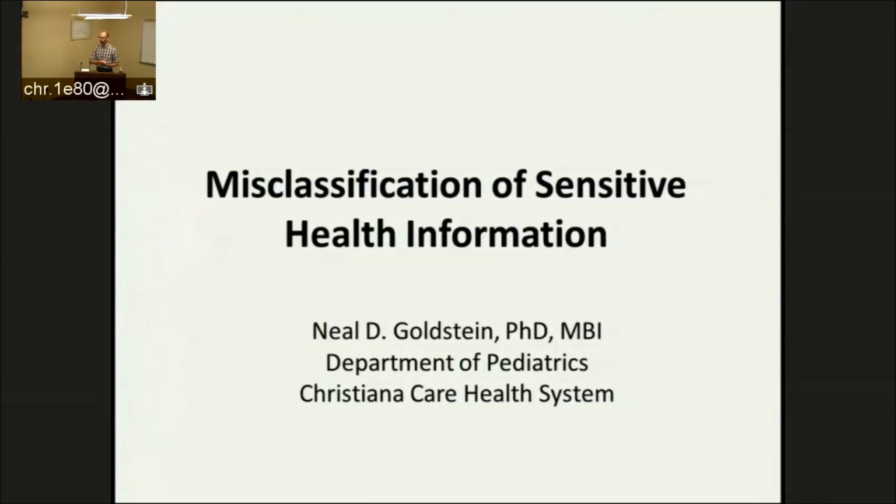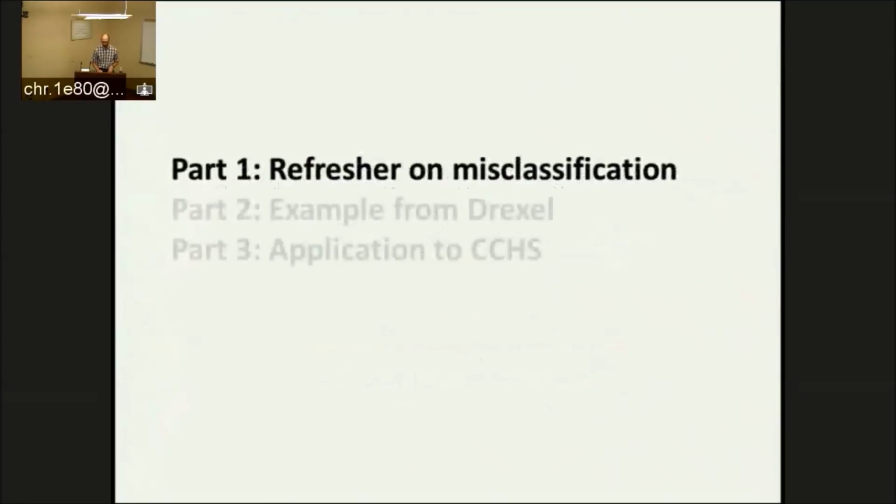So I thought I would focus more on some work that I did when I was at Drexel and how this work could be applied to some stuff that we're doing here currently at Christianity. If you want to take a crash course on misclassification, like your intermediate epidemiology course, I'm going to try and go over that pretty quickly, and then really get into the meat of the talk, which is the work that I did at Drexel, followed by how we can apply that here at Christianity.